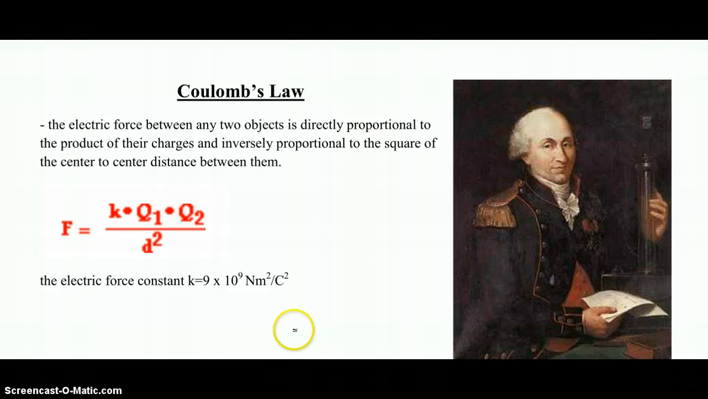Okay, this segment is going to deal with Coulomb's law and its impact on electrical forces. The person given credit for coming up with the relationship is Charles Augustin Coulomb, who's shown there on the right, back in the 1700s in France.